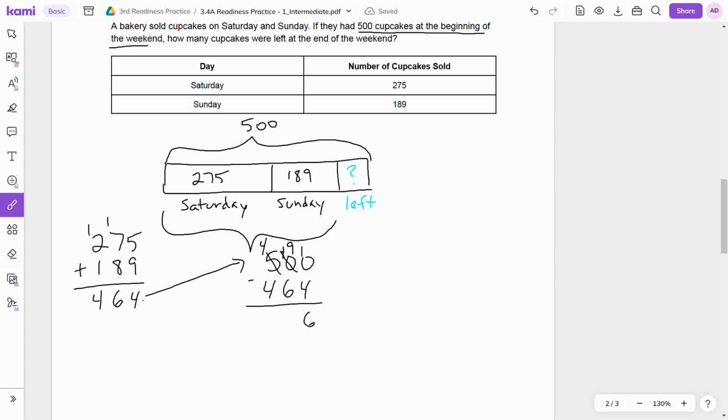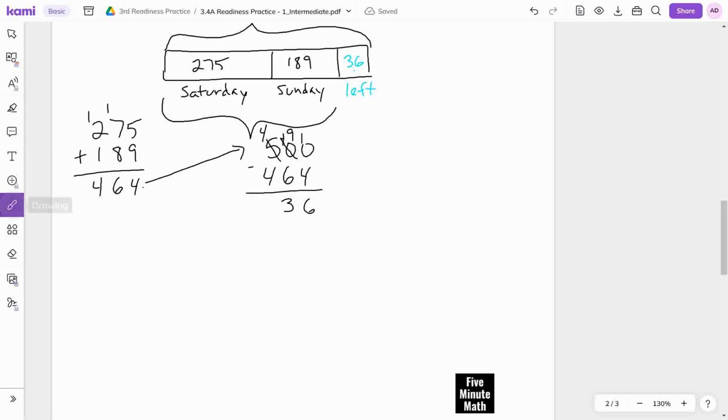9 tens minus 6 tens is going to get me 3 tens, and I've got 4 hundreds minus 4 hundreds gets me 0 hundreds. So it looks like I'm going to have 36 left. And so what I can do here is replace this, and I can say I've got 36 left. And then I could say the bakery had 36 cupcakes left.